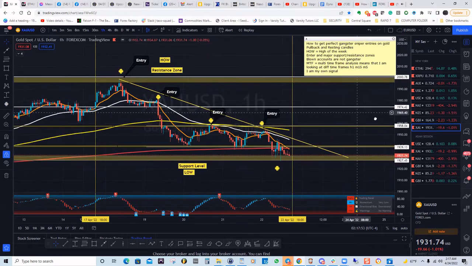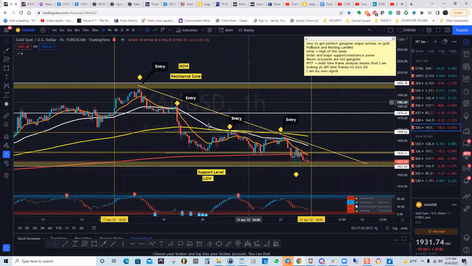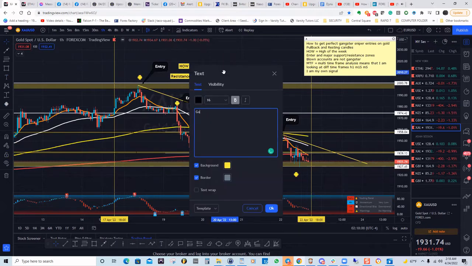We said that this is a bearish market. This is a bearish market. Gold is bearish. So why would I want to trade against the market? Gold is bearish.